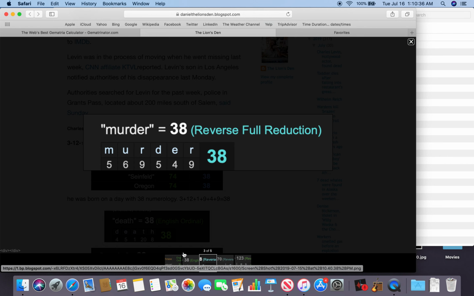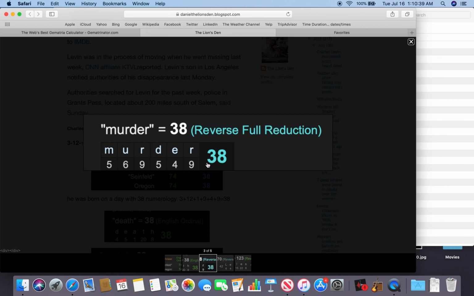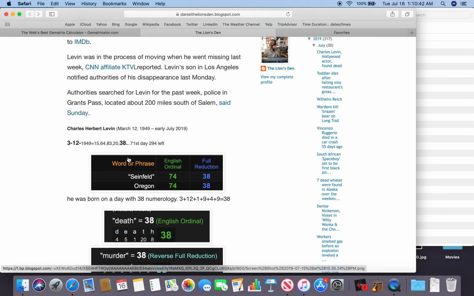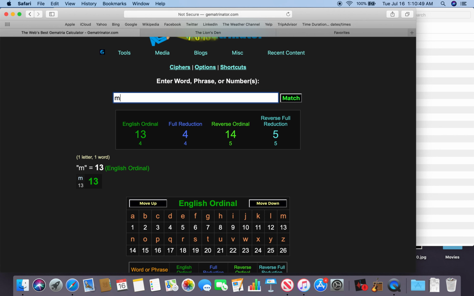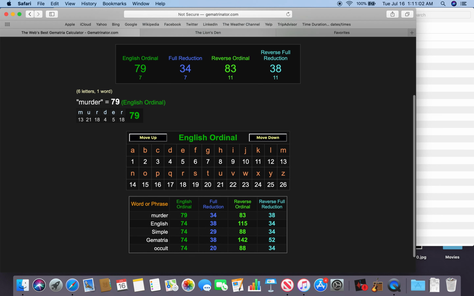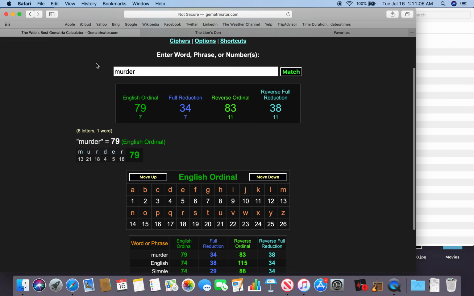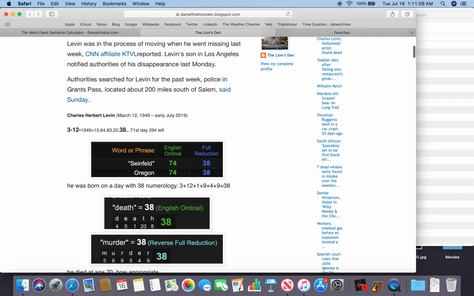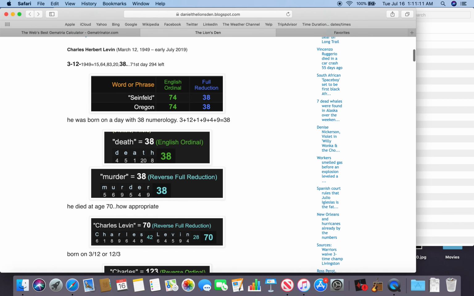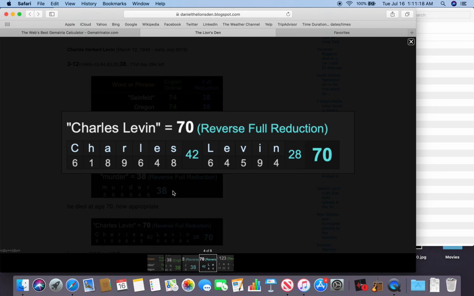Also murder is 38 as well. Murder is also 83, and I noticed that he was born with 83 numerology. Check out murder here. Gotta type it in though. Murder, 38 and 83, as you see there. Getting back to this, also RIP. Oh, so he died at age 70. Charles Levin equals 70. Interesting coincidence, 70 years old.